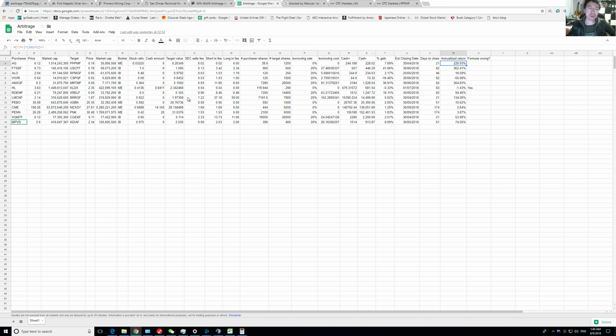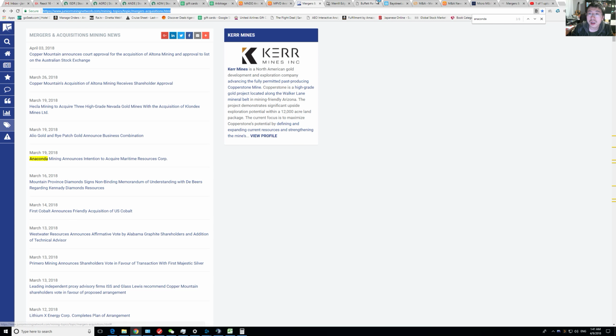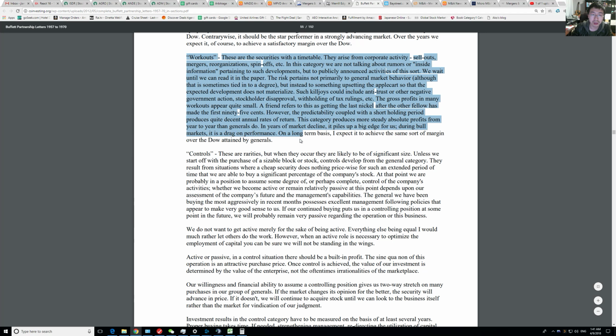And so this is a spreadsheet I maintain. I have a bunch of them here. And the reason I started looking into arbitrages is because, sorry, it was Buffett. Buffett said workouts. What does he mean by workouts? Arbitrages. And you can see it's mergers, regardless. And then he said the predictability coupled with short holding period produces quite decent annual rates of return.